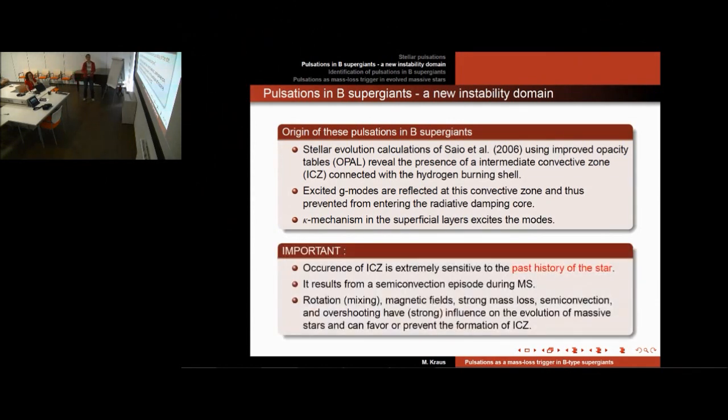And what is quite important is that the occurrence of such an intermediate convection zone is extremely sensitive to the past history of the star. It results from some semi-convection episode during the main sequence, so if we see an evolved massive star pulsating, then we know it has such a zone, and that during the main sequence it must have had an episode where it performed semi-convection. Of course, whether this zone forms is also influenced by many other parameters such as rotation, mixing, presence of magnetic fields, strong mass loss, and overshooting.